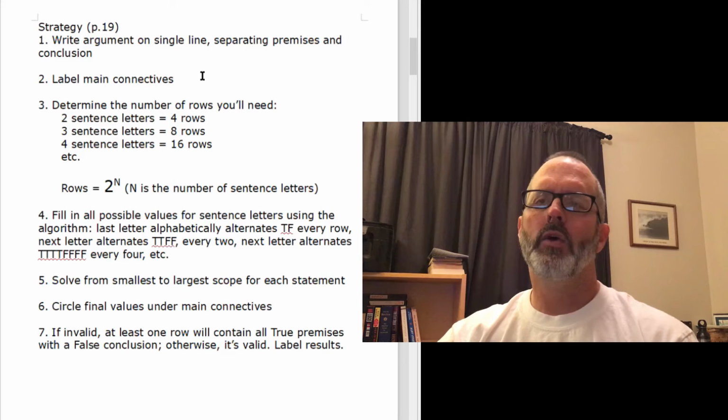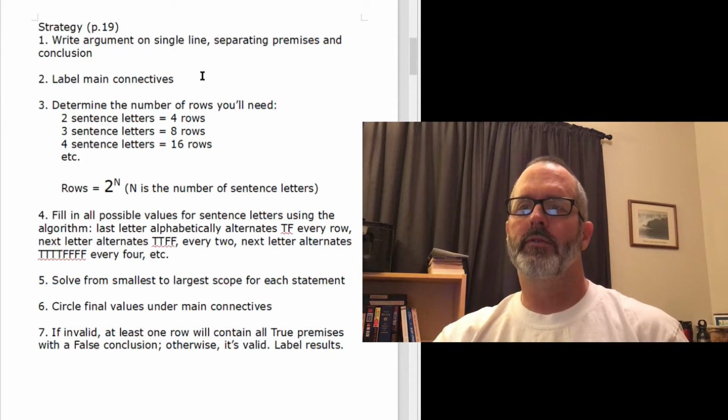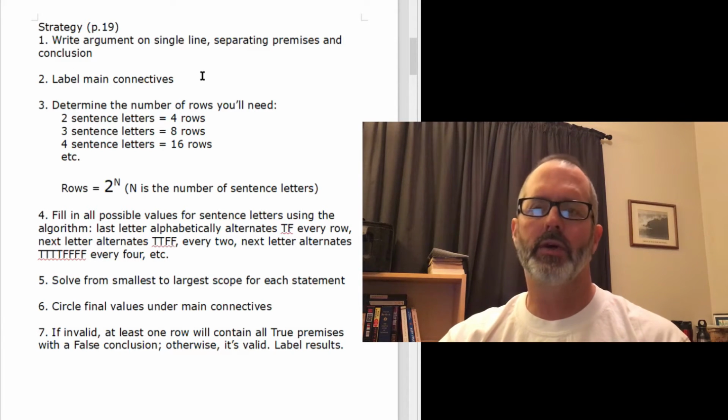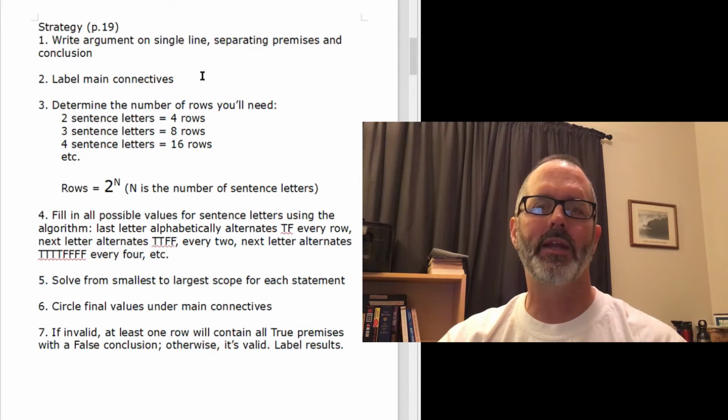All right, so here will be our strategy. It has a number of steps. Make sure you understand these steps, and I'll keep repeating them over and over. We will first begin by writing an argument out on a single line. I will show you how to do that. Then we will do our usual thing. We label our main connectives. Those are the final values we'll be looking at.